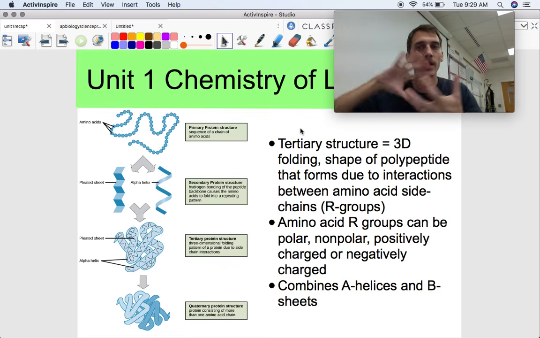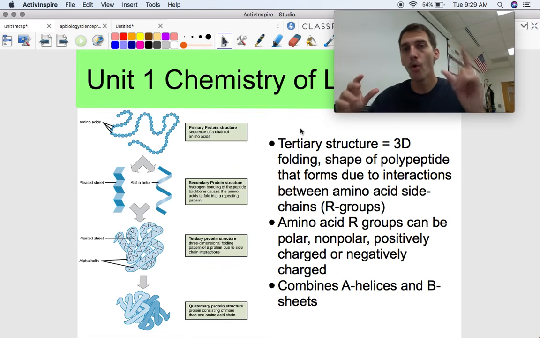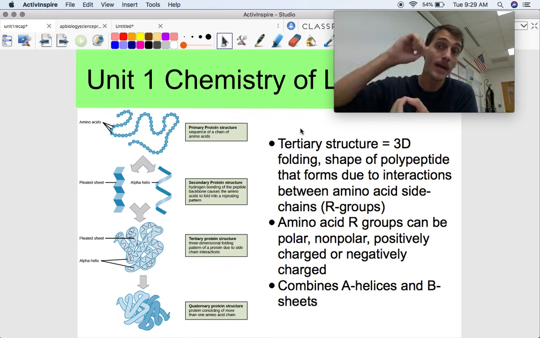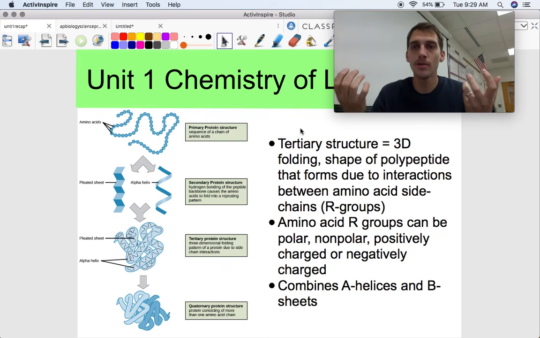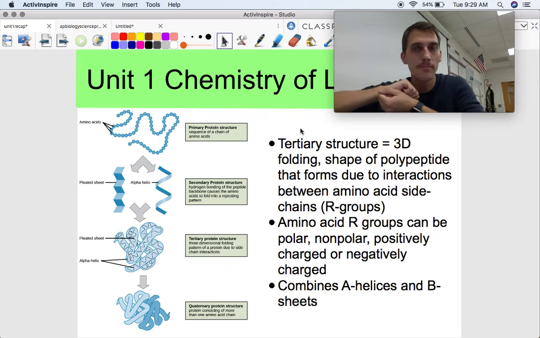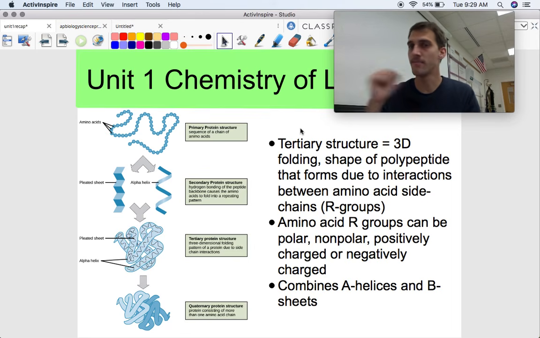So if I'm folding over this polypeptide, and I've got a polar amino acid on one side of a fold and a polar one on the other side, well, polar molecules like each other. They tend to stick together, hydrogen bonds, right? So they're going to attract to each other. Or if it's polar and non-polar, they might pull away and form a different shape. If something's positive and negative, they're going to attract. But if it's positive and positive across from each other, they're going to push away from each other.